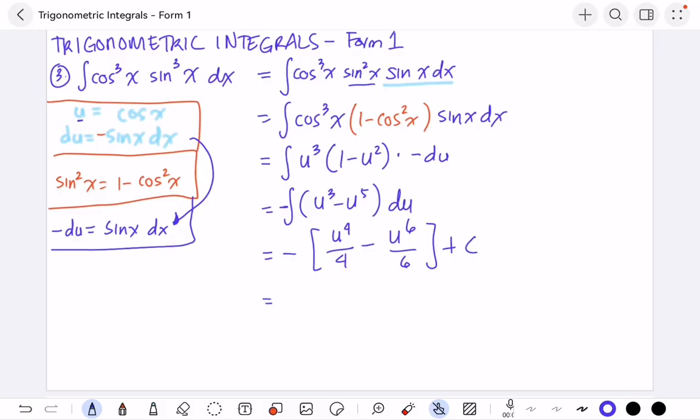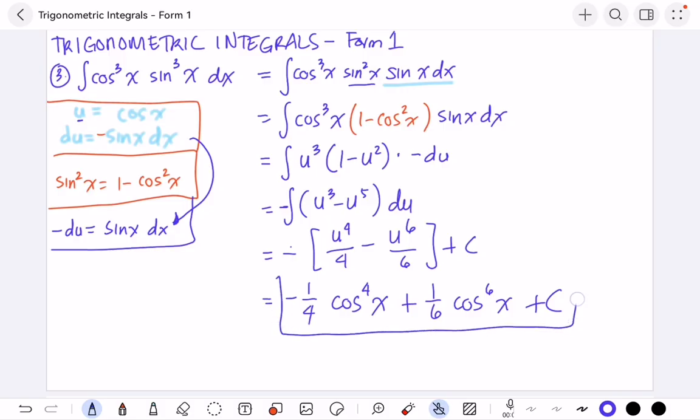Therefore, I have negative 1/4. Substituting back u, my u is cosine to the 4th x, plus, because I have a minus outside, so plus 1/6 cosine to the 6th x plus c. This is now the final answer.